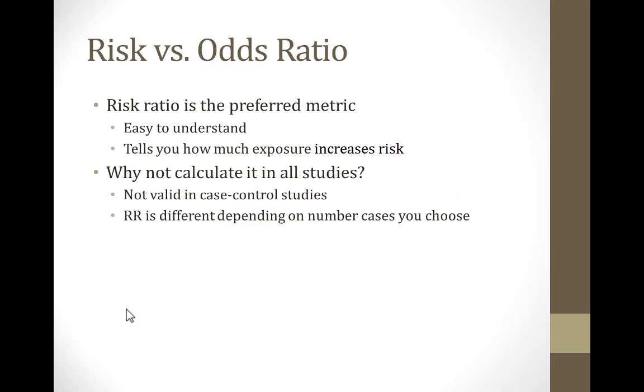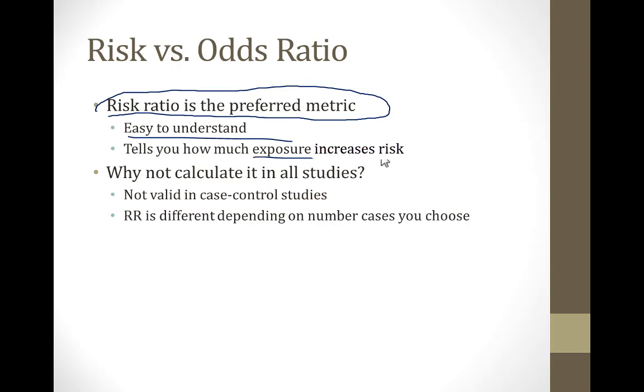So let's talk about the risk ratio versus the odds ratio. You should know that risk ratio is the preferred metric. It's very easy to understand. It tells you how much exposure increases risk. It's much better if we can say smoking increases the risk of lung cancer by a factor of 5. And that's what you can say after you know the risk ratio.